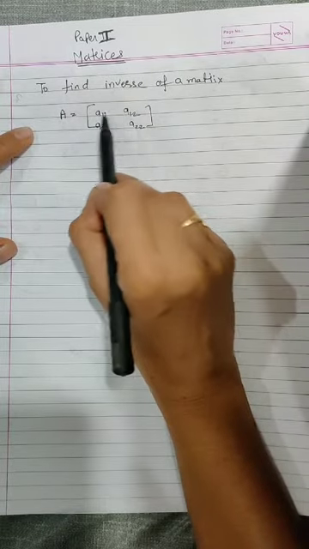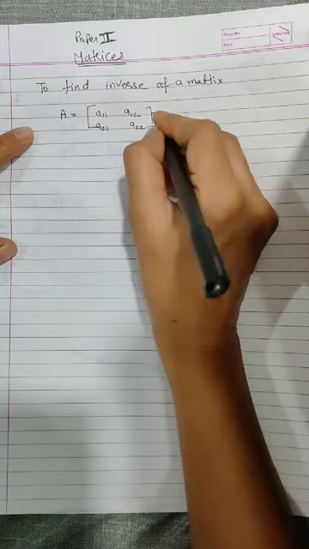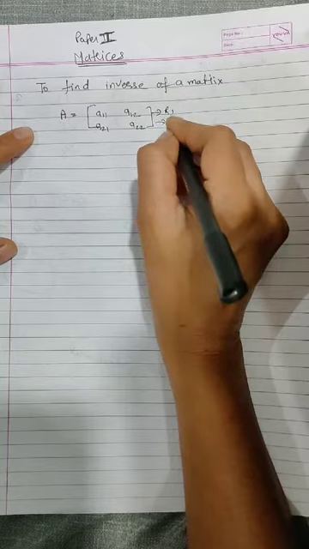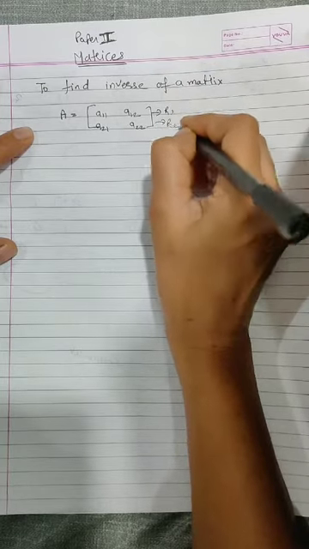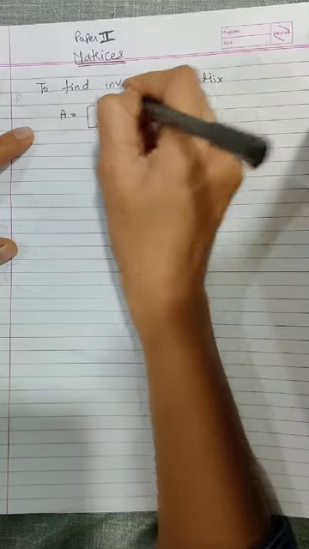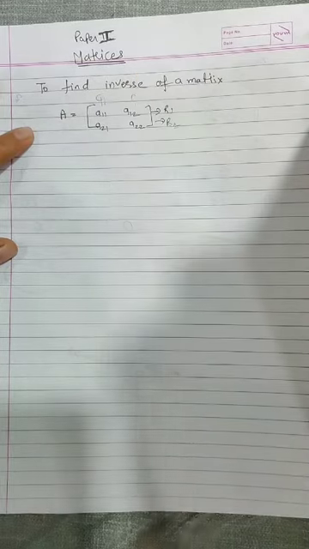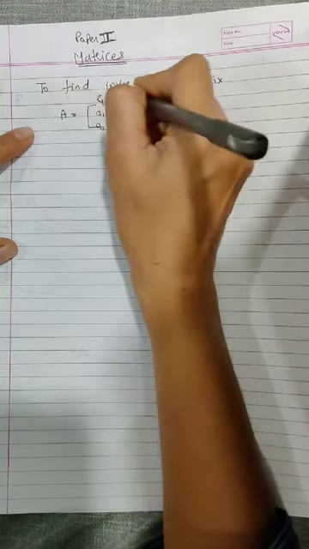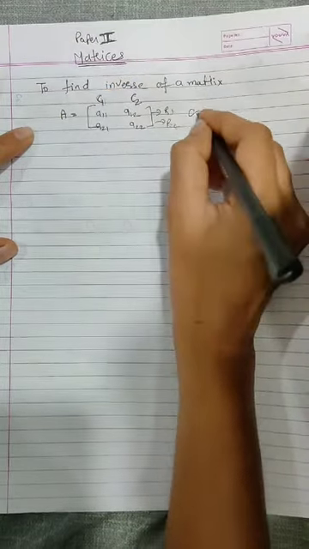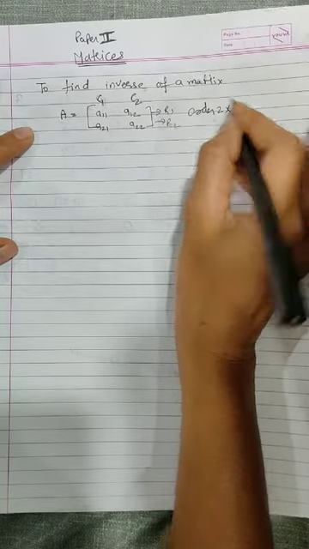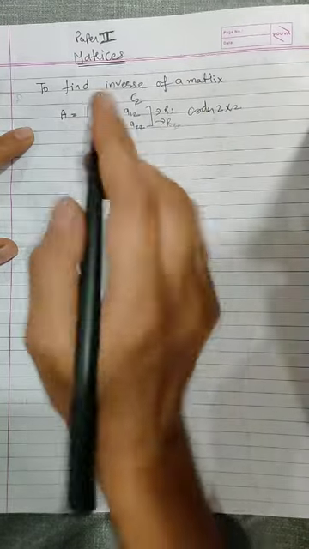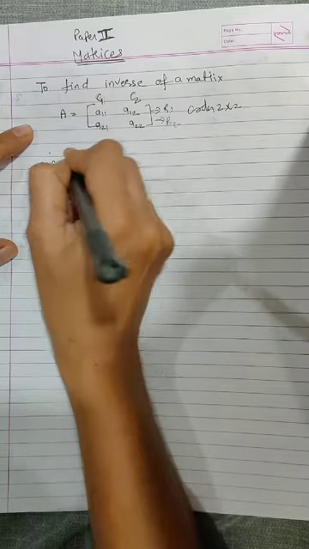Now this horizontal arrangement is known as row. We will name it as row 1. This is row 2. And the vertical arrangement is known as column 1 and column 2. This is known to you. Okay students. Now this is of order, we know it is 2 by 2, means there are 2 rows and 2 columns. Next I will take matrices of order 3.